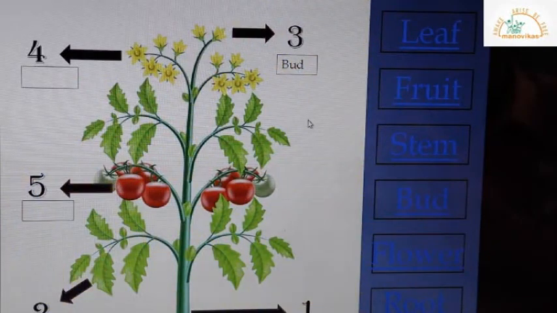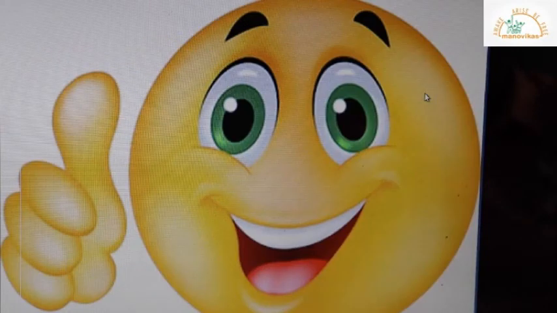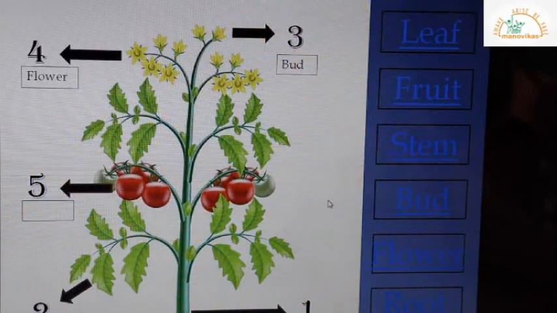It is the flower. Now let's move on to the last part of the plant. It is marked as number 5. What is it? It is the fruit. Yes, it is the fruit and you are right. This part of the plant is the fruit. So I hope, students, by now you know the different parts of the plant. The stem, the leaf, the bud, the flower and the fruit.